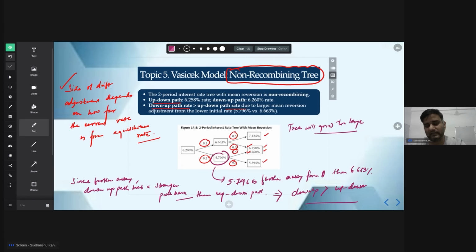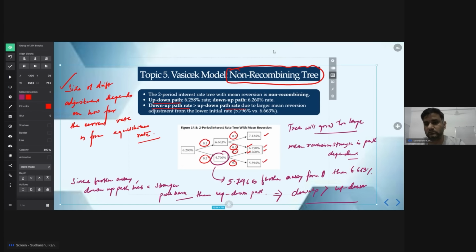So this slide is hammering home that Vasicek trees are non-recombining because mean reversion strength is path dependent, right? Mean reversion strength is path dependent. Okay, moving on, guys. This was the complex part.